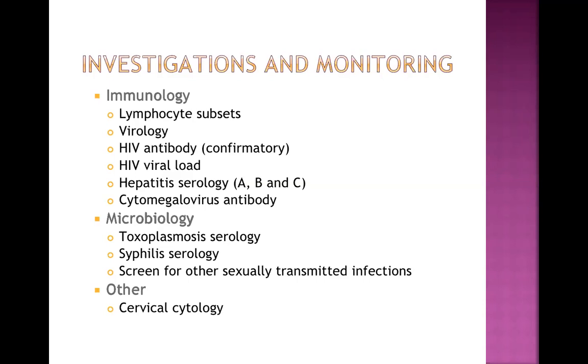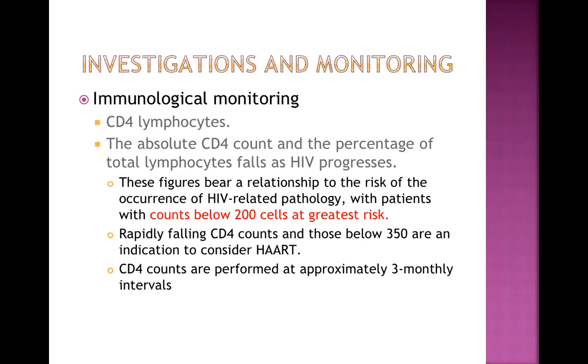Now, a bit about immunological monitoring. You always count the number of CD4 lymphocytes in the patient. We all know the number of CD4 cells drastically decreases in HIV infection, and they are very, very low once the patient reaches the AIDS stage. I already told you they may even reach less than 200 cells, or sometimes even less than 50.